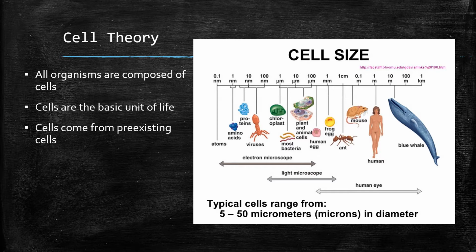And then we get into cells. So we have bacteria cells and plant and animal cells, and that's in the range of anywhere from 1 to 100 microns. If you look below that, you'll notice that's about the range of a light microscope. So prior to microscopy, most cells could not be seen with the human eye. Our typical range for cells is somewhere between 5 and 50 microns in diameter. There are exceptions that are a little bit larger, like egg cells.